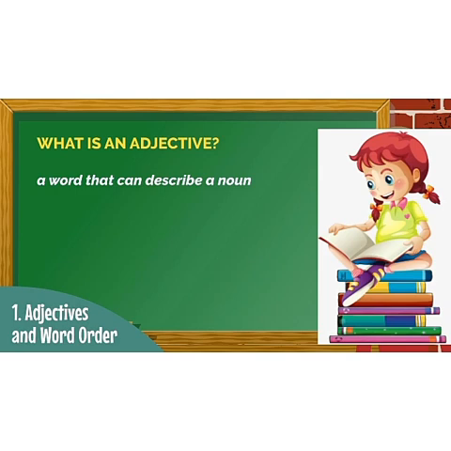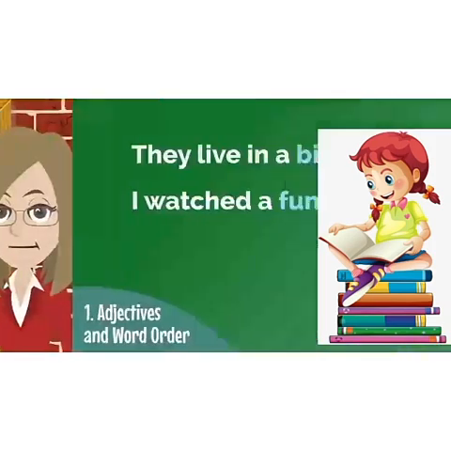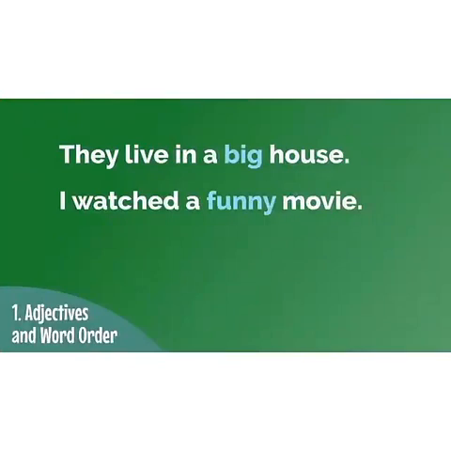توصف الأسماء. For example, they live in a big house. I watched a funny movie. Now, big and funny are adjectives. So they live in a big house. House, it's a noun. I watched a funny movie, it's also a noun. So big describes house and funny describes movie.